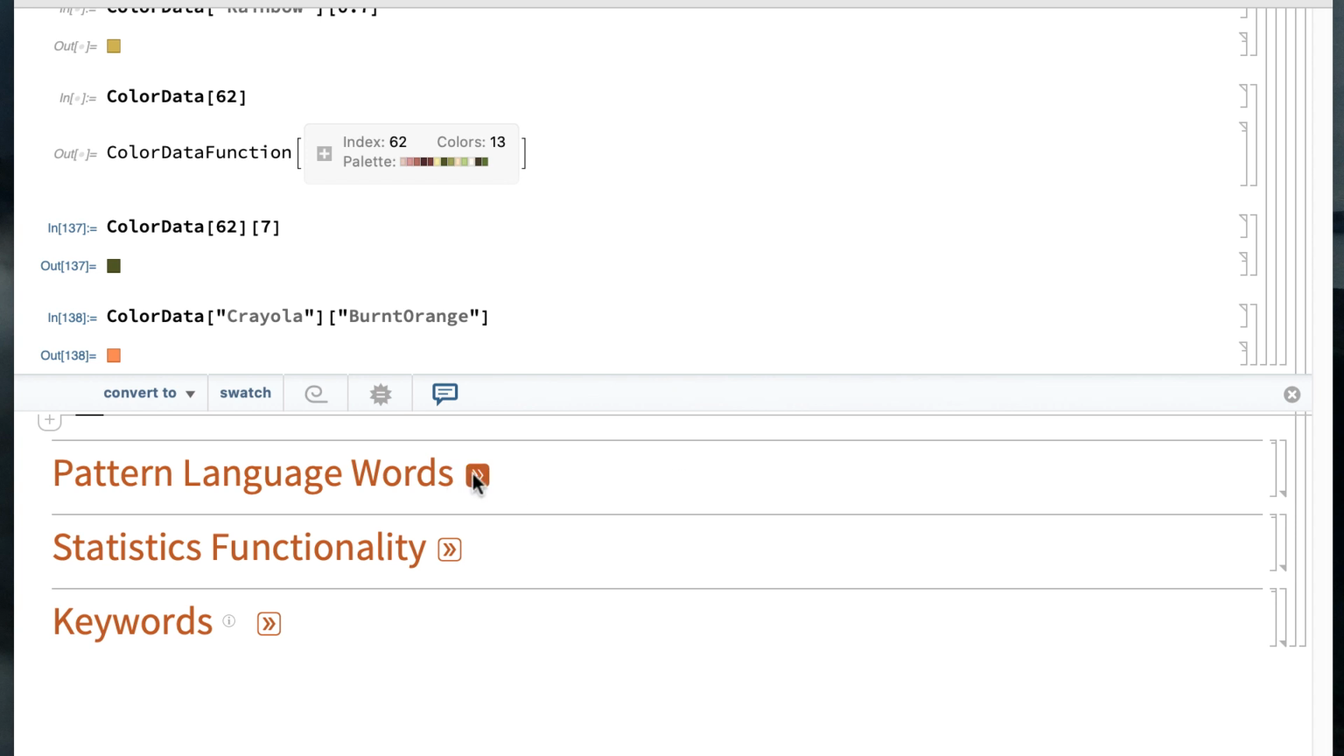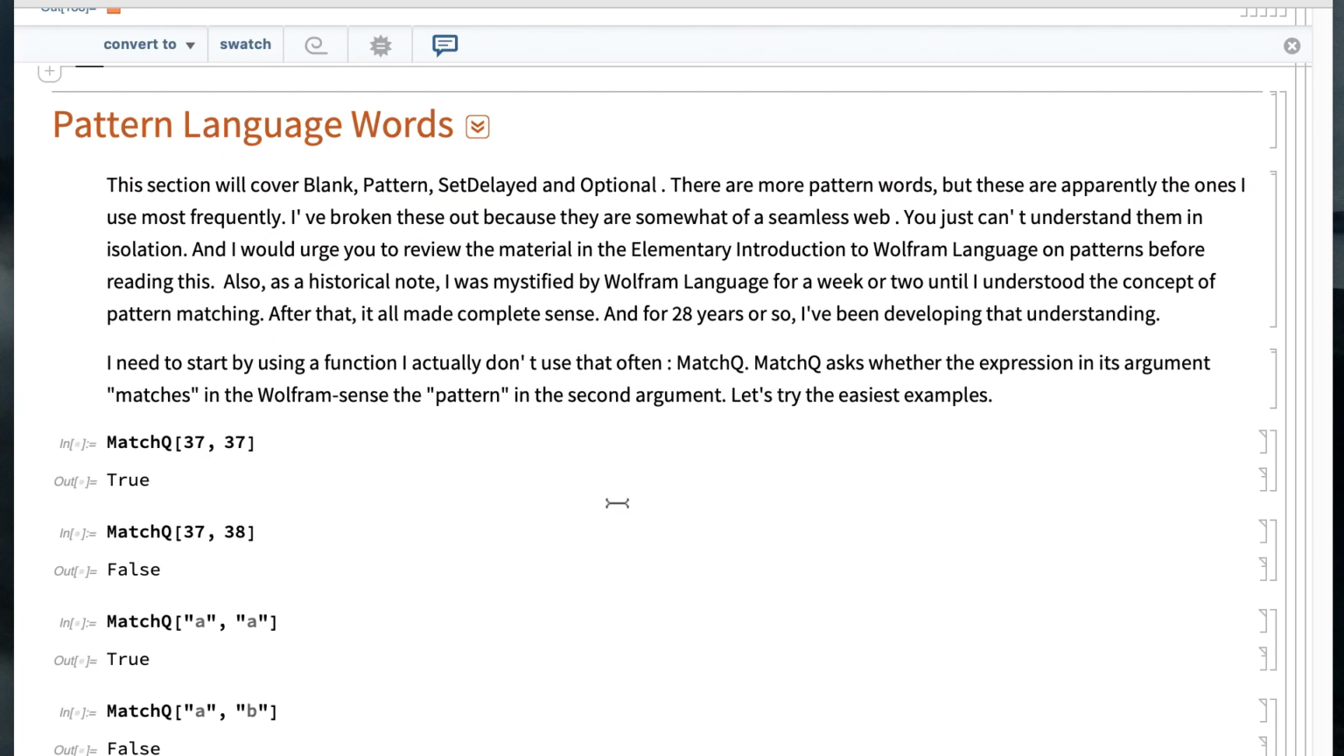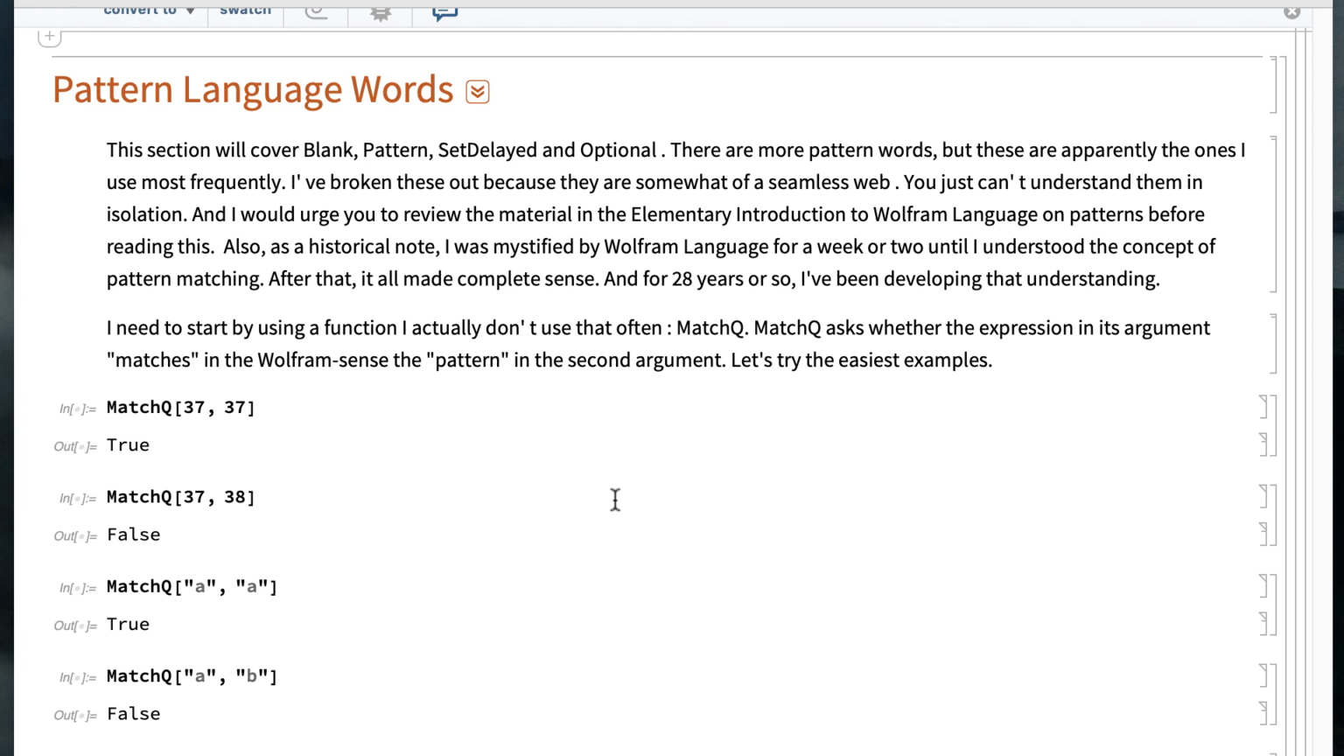All right, pattern language works. This might be when you want to go get a cup of coffee or stretch because this might be the most complicated thing that we do, and unfortunately, it's probably one of the most important, and I've just put it together in its own little sector here. All right, we're going to cover basically 4 words: Blank, Pattern, SetDelayed, and Optional.